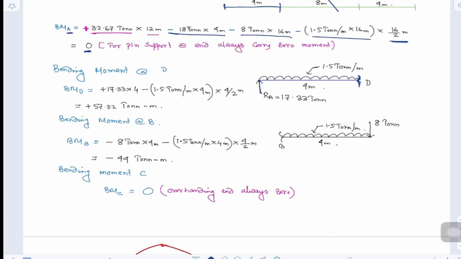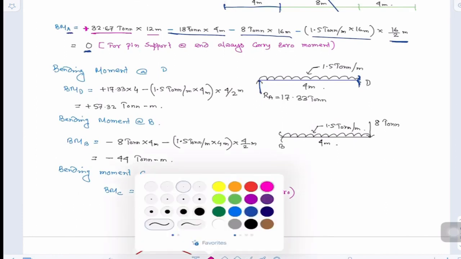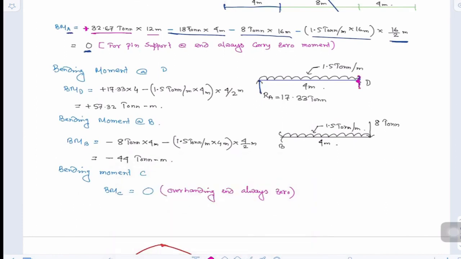Now, if I am interested to find the bending moment at D, D will be fixed. RA will try to rotate the portion AD. So AD will be something like this, because I am interested to find the bending moment at D and D should be fixed. So RA will rotate the AD portion in this way. It will be in the shape of laughing. So 17.33 into 4 amount of moment will be created at D, which will be positive. So 17.33 into 4 is the positive bending moment occurring due to the presence of RA at D.